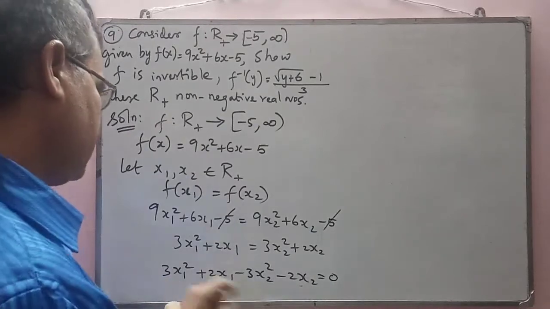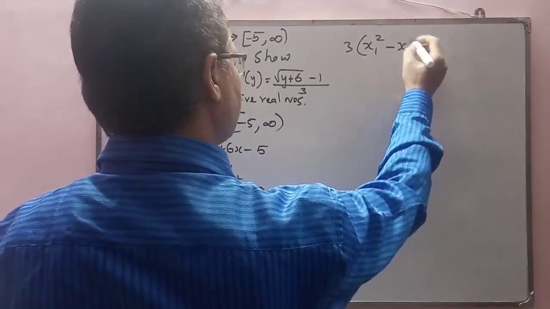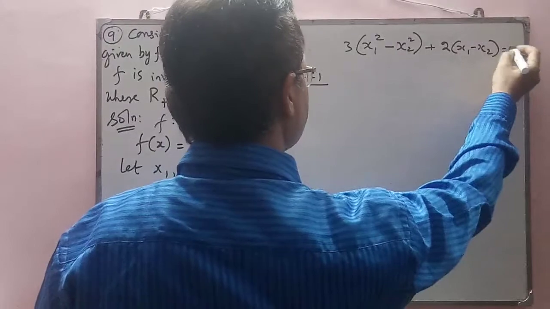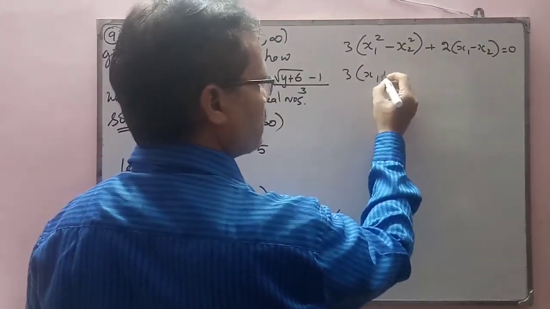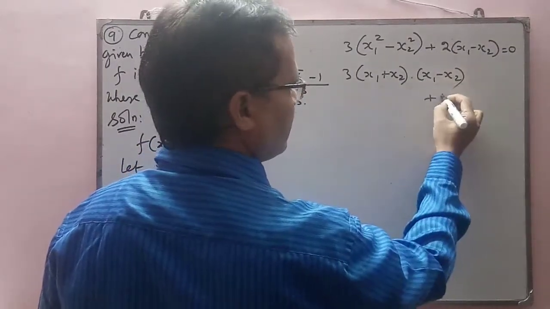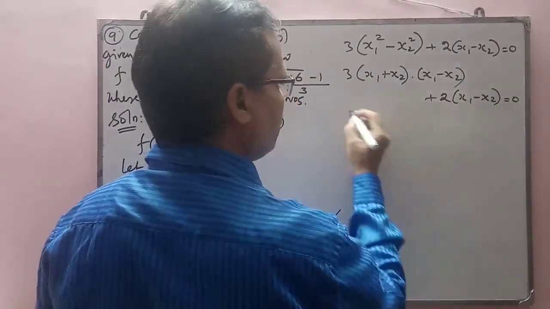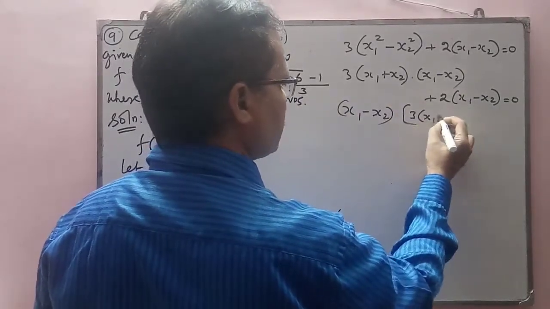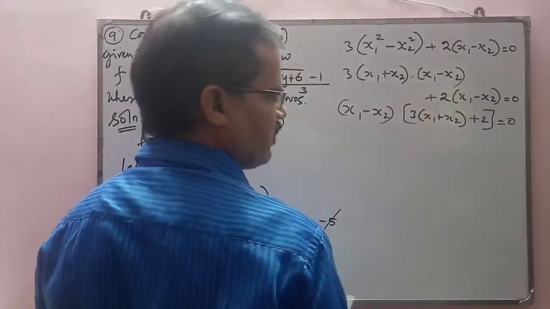Now in this, 3 can be taken out. If you take 3, you will write x1 squared minus x2 squared, plus, if you take 2, you will write x1 minus x2, equals 0. Okay, children, a square minus b square formula: how can you write it? x1 plus x2 times x1 minus x2, correct? Plus the remaining as it is, x1 minus x2 equals 0. Now you have x1 minus x2 in both terms. You take that out. Now what is remaining? 3 times x1 plus x2, plus 2. If you have a doubt, you multiply and see whether you get this one.